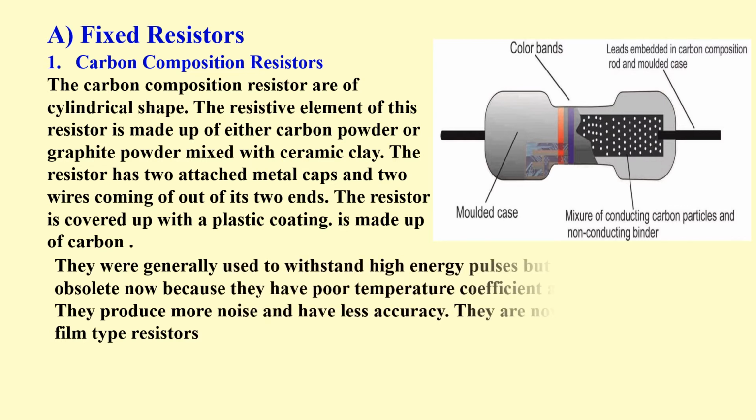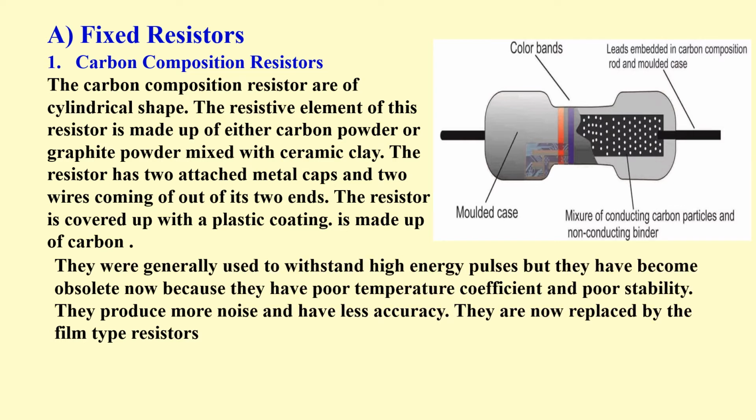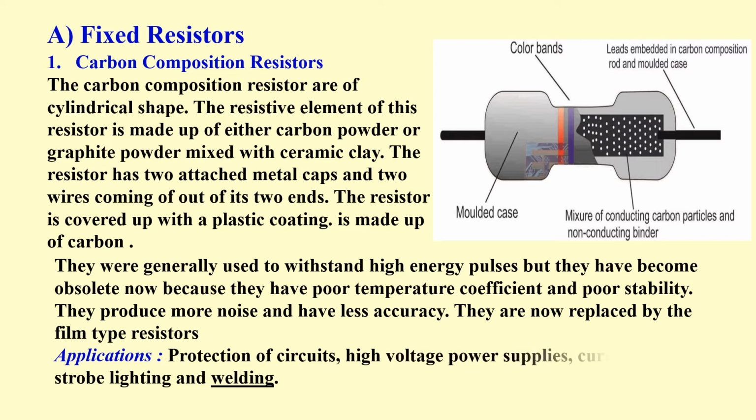They were generally used to withstand high energy pulses, but they have become obsolete now because they have poor temperature coefficient and poor stability. They produce more noise and have less accuracy. They are now replaced by the film type resistors. Applications are in protection of circuits, high voltage power supplies, current limiting, strobe lighting, and welding.